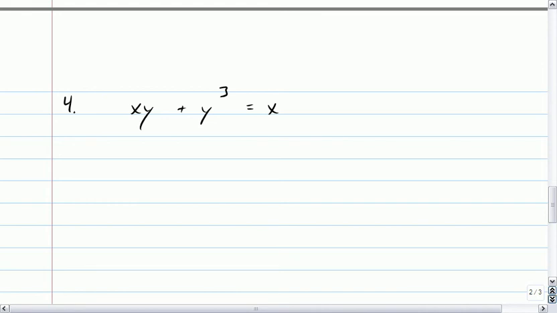So I start by saying, what if the left side equals the right side? Doesn't that mean the derivative of the left side with respect to x is equal to the derivative of the right side with respect to x? That's obviously true. If both sides are equivalent, then their derivatives are.